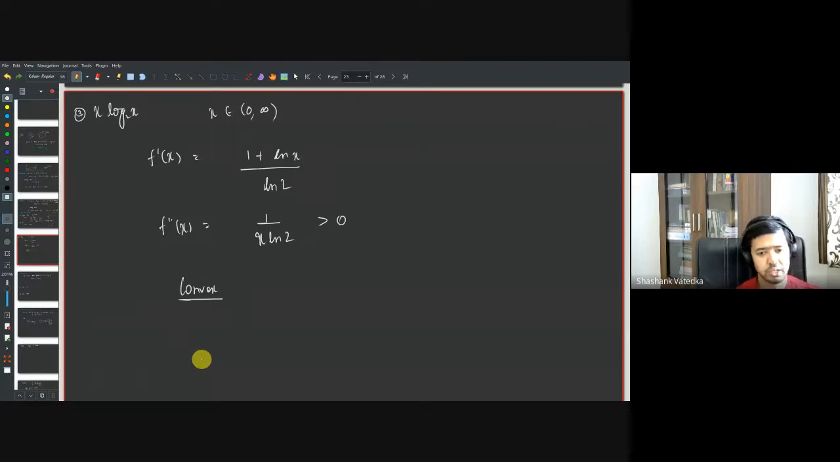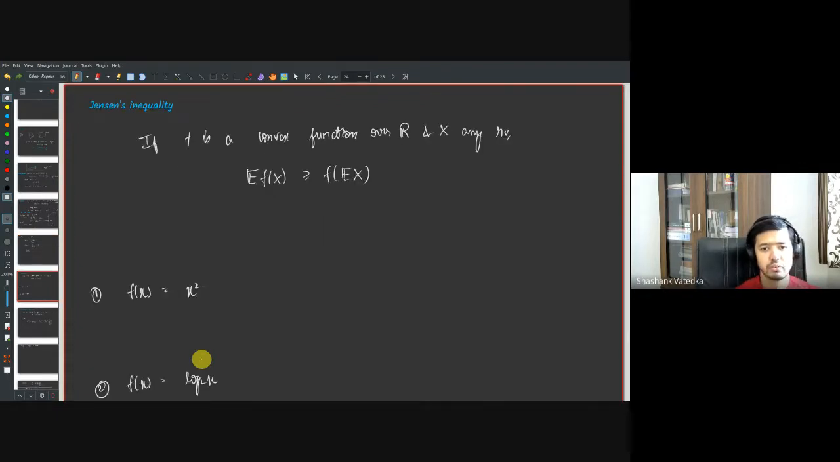Okay, so fine. Why are we so interested in convex functions? We're interested in convex functions because such functions satisfy the following interesting inequality. So if you have any convex function f, which is defined over, let's say, the set of all reals, and x is any random variable, which takes real values, then the following holds: the expectation of f of x is always greater than or equal to f of expectation of x.